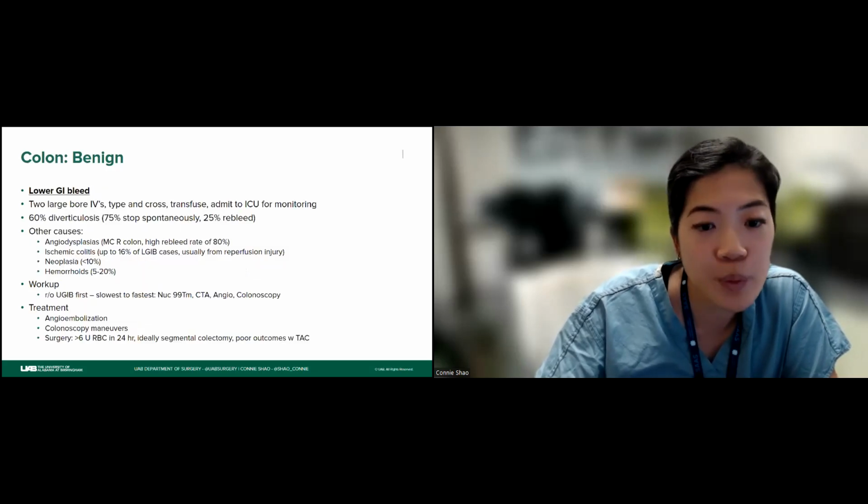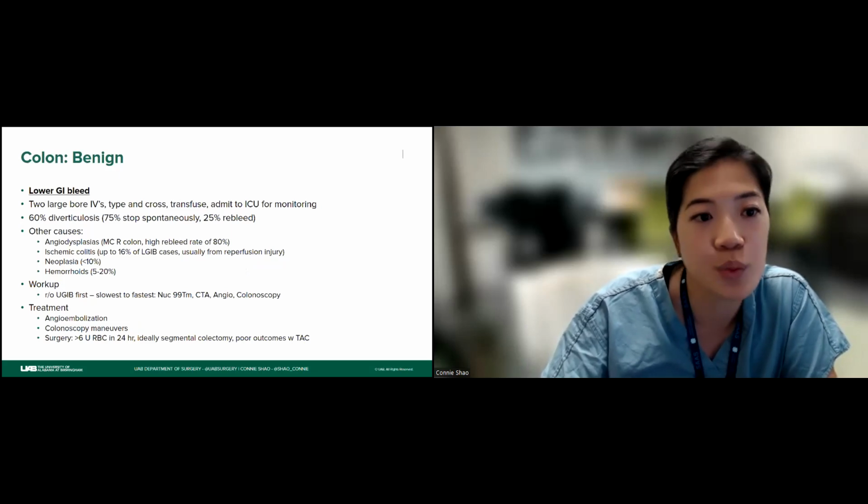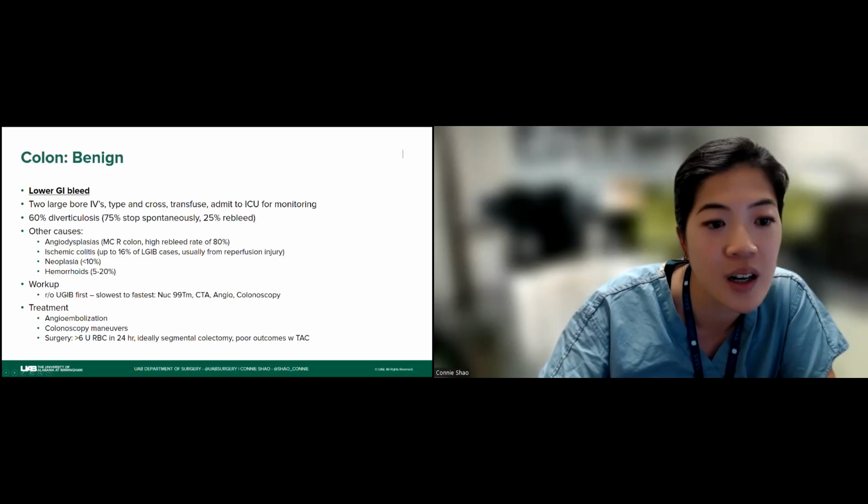And then for lower GI bleeds, you always want to rule out an upper GI bleed, and you always want to be thinking about your resuscitation principles. So 2 large bore IVs, make sure there's blood available, and admit to the ICU. Sometimes they can stop bleeding. They're usually caused by diverticulosis, but there's a lot of other causes as well.